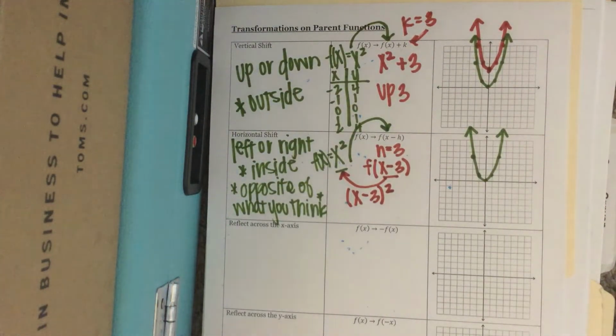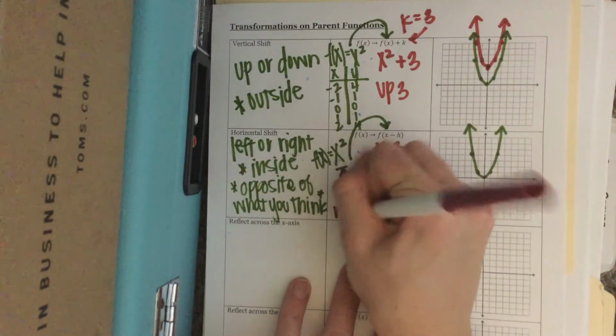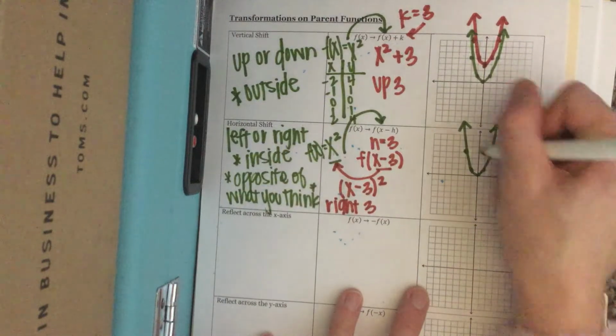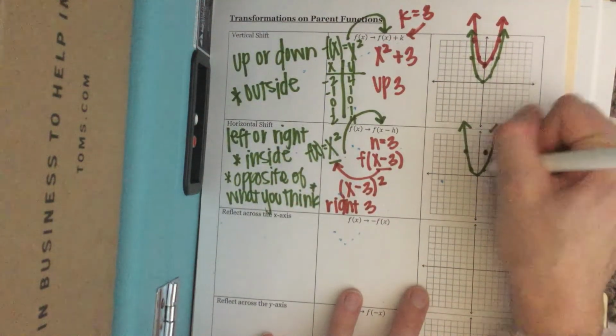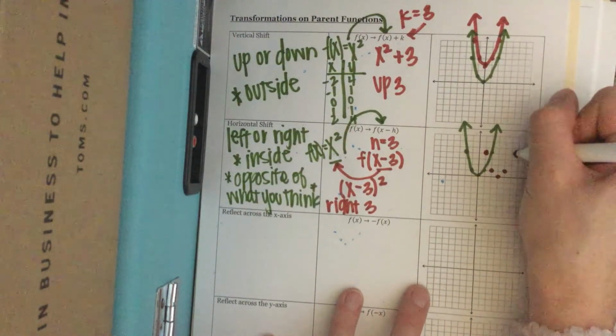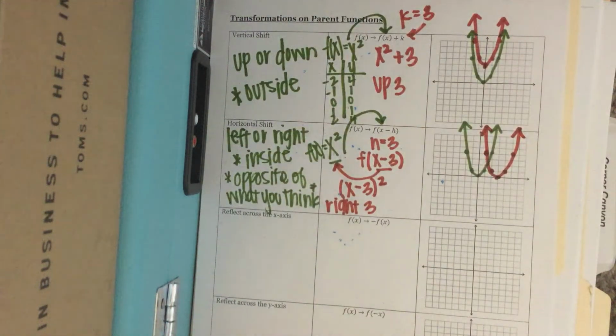Okay, now normally minus 3, you would think that would move left 3. Just because minus, that's the left direction. But it's always opposite of what you think, so this all actually moves right 3. Okay, so all these points move right 3. 1, 2, 3. Cool. Okay, so it's always opposite of what you think.